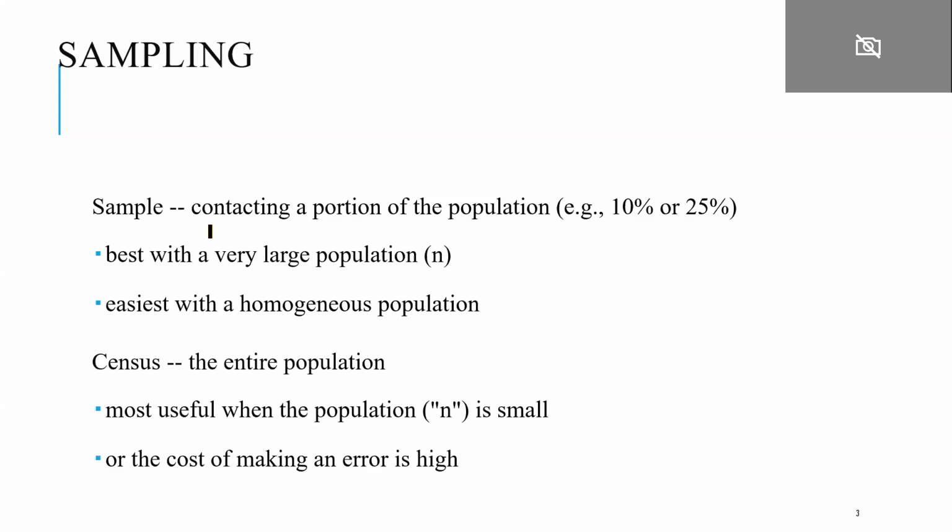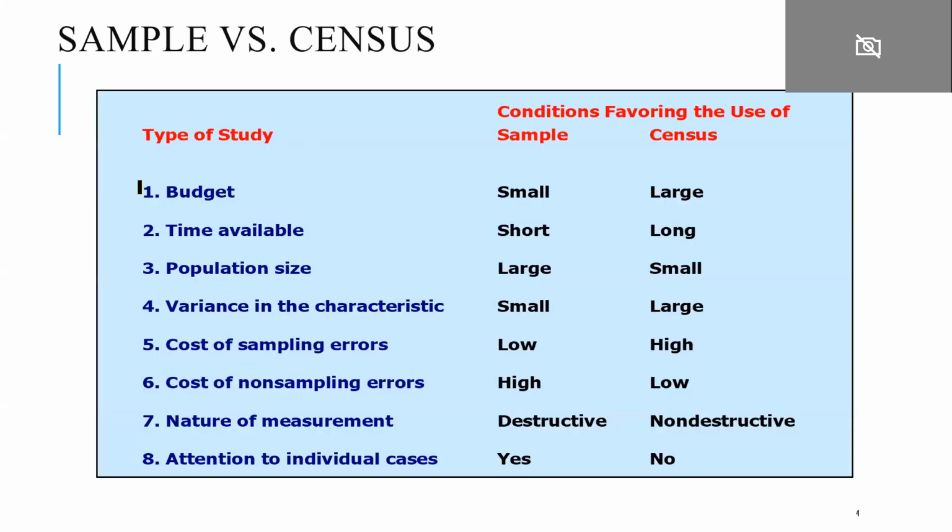When the cost of making an error in sampling is high, you will perform a census survey, or you can say you will collect data from your entire population. Okay, now come to the next slide. These are the conditions favoring the use of sample and the conditions favoring the use of census.